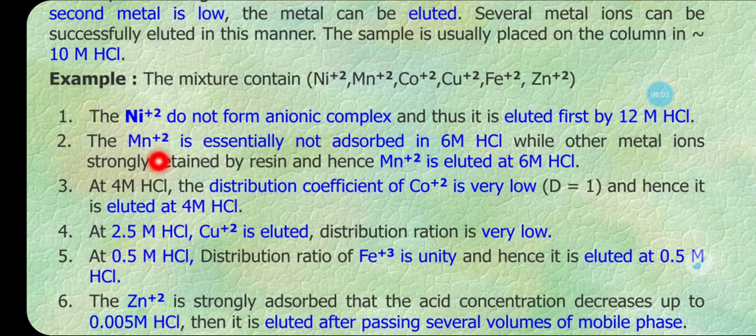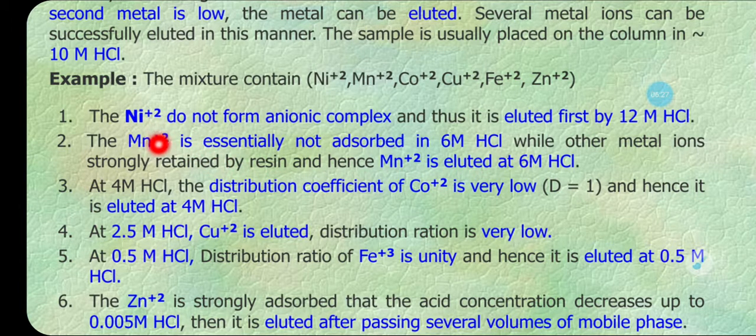So if we change the concentration, then Mn plus 2 is essentially not adsorbed in 6 molar HCl, while other metal ions are strongly retained by the resin. Hence, Mn plus 2 is eluted at 6 molar HCl. That means if we move from 12 molar HCl to 6 molar, the other metal ions form complexes and are retained in the stationary phase.